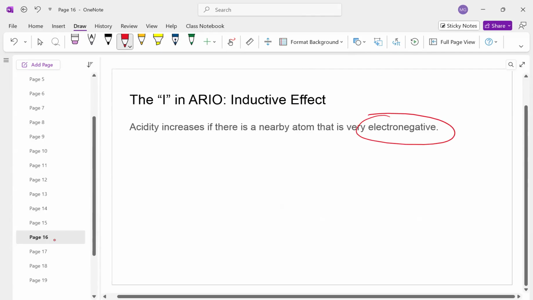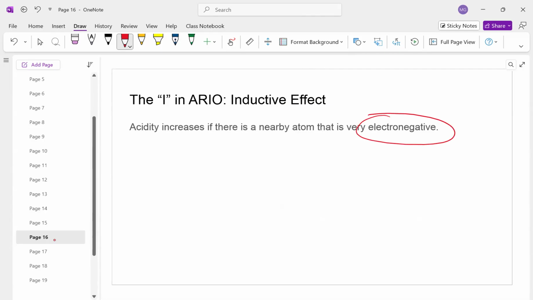So the acidity will increase if there's an atom nearby that is very electronegative. Let me show you an example here. Here we have acetic acid. The pKa of acetic acid is 4.76. Don't memorize that, that's not the goal. Using this to compare, if I put a highly electronegative atom close to this acidic proton, like a chlorine, what happens to the pKa? It goes down a lot.